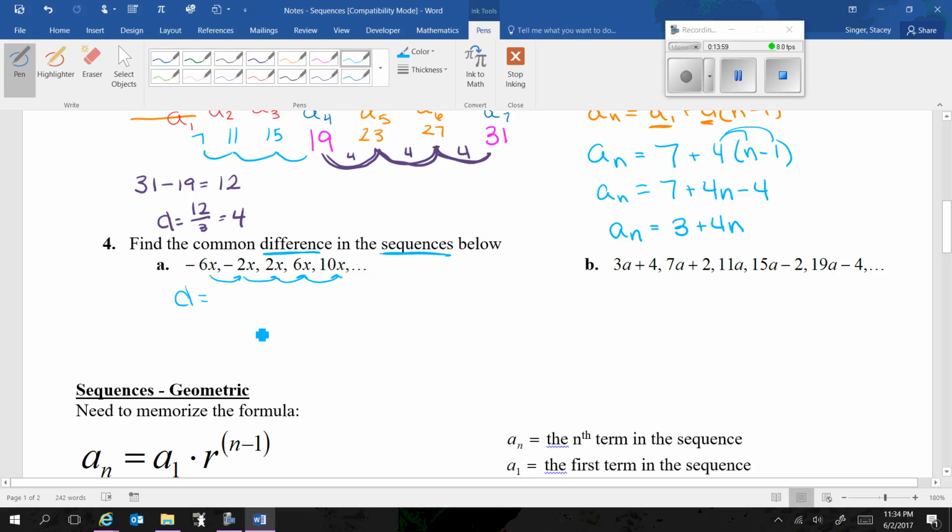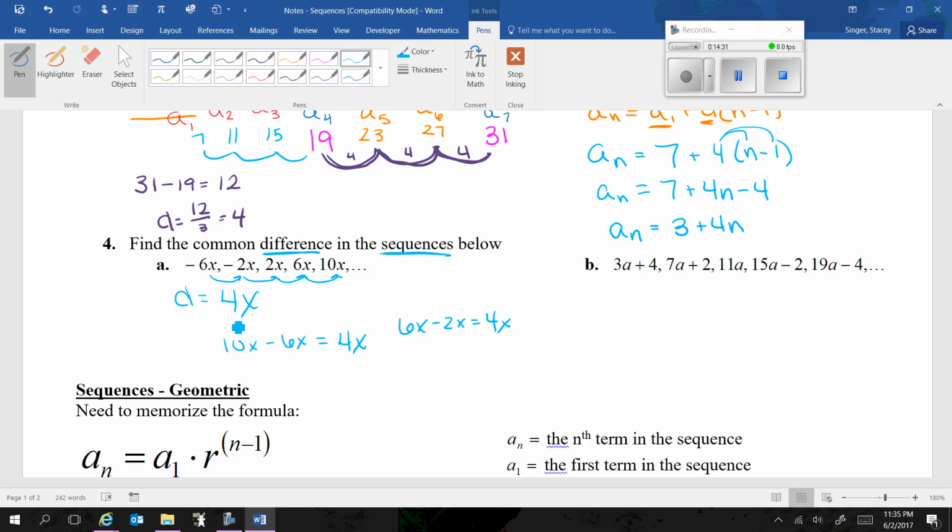So I want to take my next term and subtract my previous term. So 10x minus 6x would give me a common difference of 4x. And if I did it with another pair, 6x minus 2x still gives me 4x. So I have a common difference of 4x. Do I know what x is? No, I have no idea. But it's just another variable that we could plug something into.